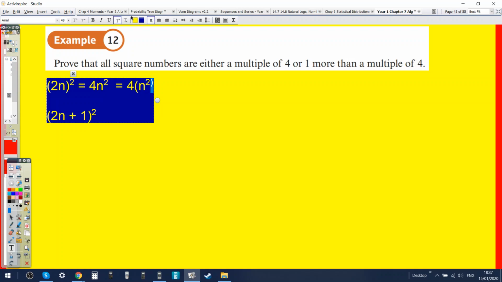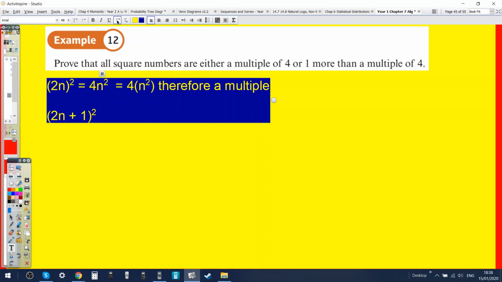And the other one is equal to 4n squared plus 4n plus 1. So you can factorize, so 4 brackets n squared plus n, close brackets, plus 1. Therefore, it's a multiple of 4 plus 1 makes it 1 more than a multiple of 4. Yes. And therefore you have proven it. Great. Any questions about that?